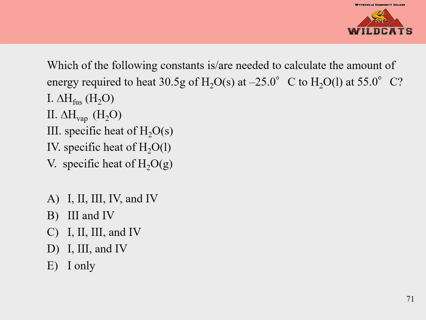If we want to look at this and not have to do calculations, it says which of the following constants is or are needed to calculate the amount of energy required to heat water as a solid to liquid and just heat up the liquid. So we're going to need the heat of fusion. We're going to need the specific heat of water as a solid because we need to heat up the ice. And then finally, we need to heat up the water as a liquid. So we need 1, 3, and 4.